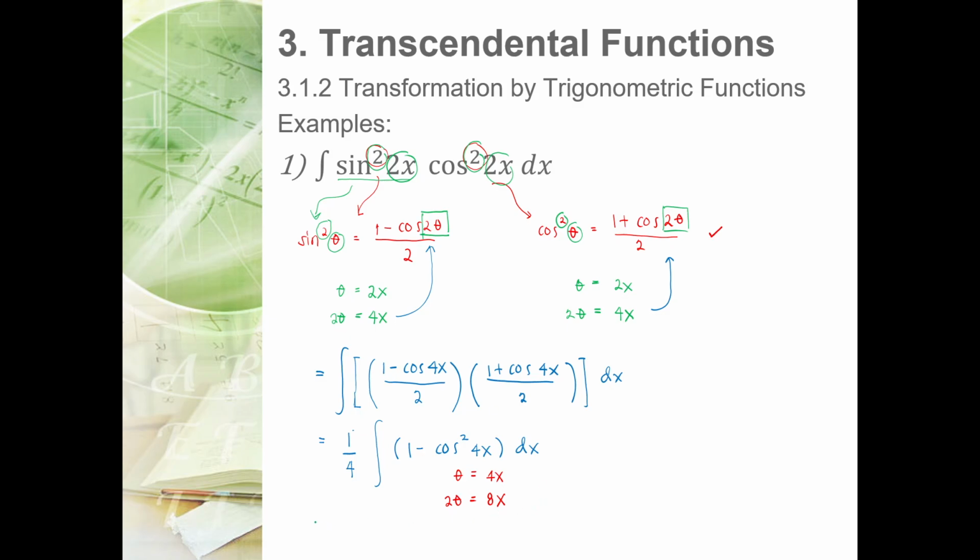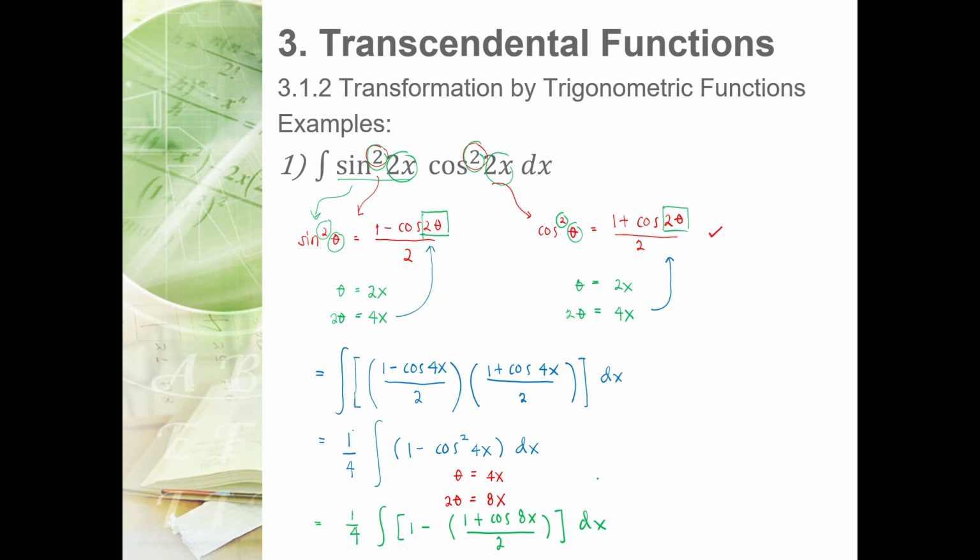So giving it a new equation now. So this is 1/4. I'll change colors so you can see the different steps. And then bracket. So 1 minus 1 plus cosine 8x all over 2 dx.